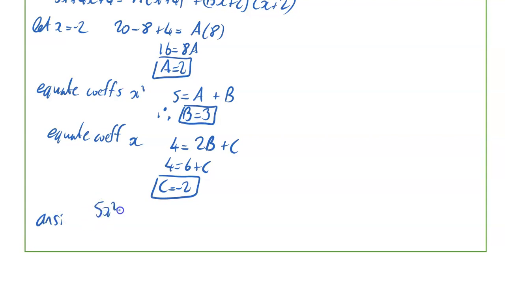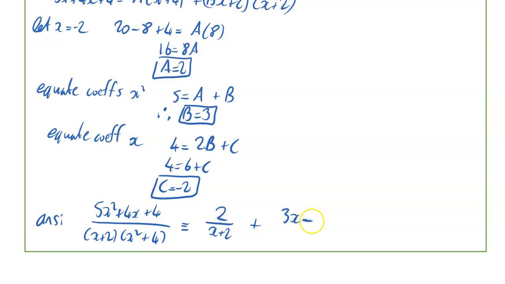5x squared plus 4x plus 4, that's what they had originally as your denominator, all over x plus 2 upon x squared plus 4 is identically equal to 2, that was my a, over x plus 2, and plus my b was 3, so 3x, my c was minus 2, so minus 2, and that was over x squared plus 4, and that's it done.